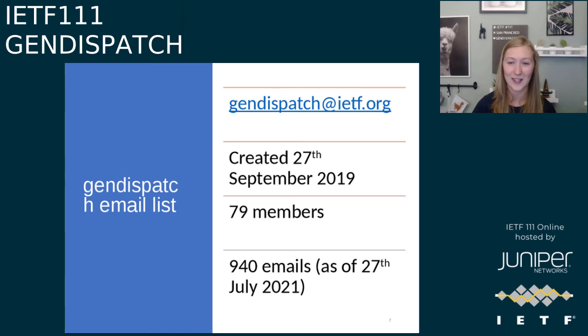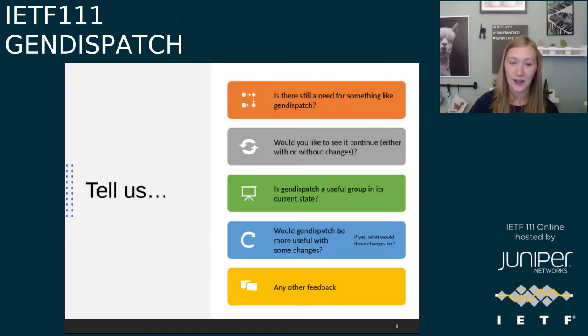There are probably more stats I could have gathered, but I didn't. If you have ideas for other stats you would like to see that might help you review the efficacy of GenDispatch, then you may find them yourself. But the whole point is just to start you thinking and get your feedback on, is there still a need for something like GenDispatch? It's kind of an experiment that's been around for a couple of years nearly. Is it working? Would you like to see it continue? And that could be with or without changes, but just in some form, would you like to see it continue?